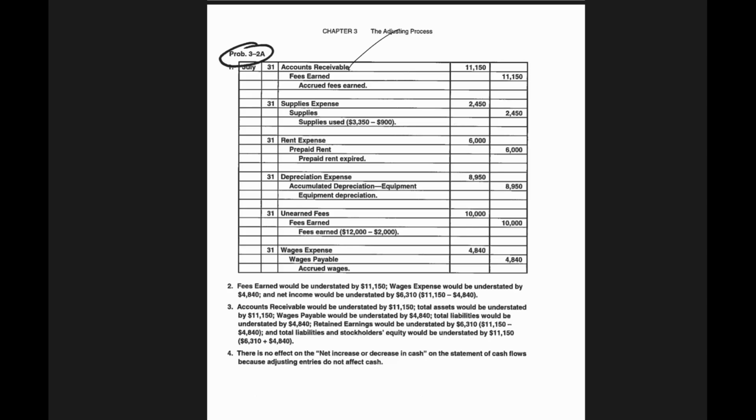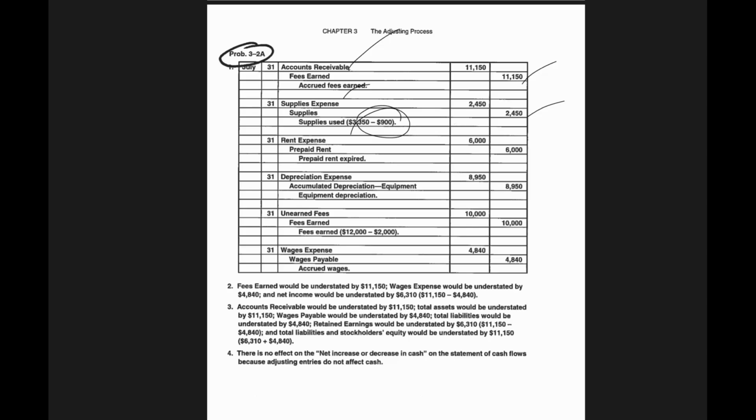Accounts receivable, it's been unbilled, so we got to bill it. Accounts receivable and credit fees earned. Supplies on hand at July 31st is $900. If you look at the problem, we currently have $33.50 in the account. And if the balance is $900, we need to make an adjustment to supplies expense and take it out of supplies to the tune of $24.50.